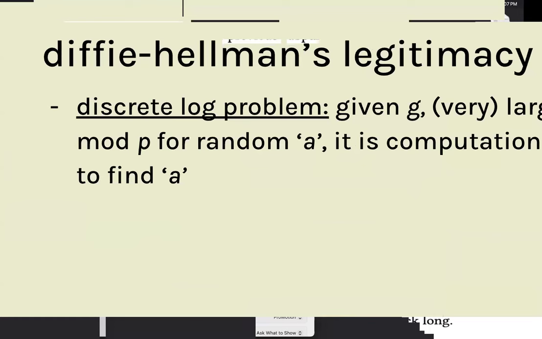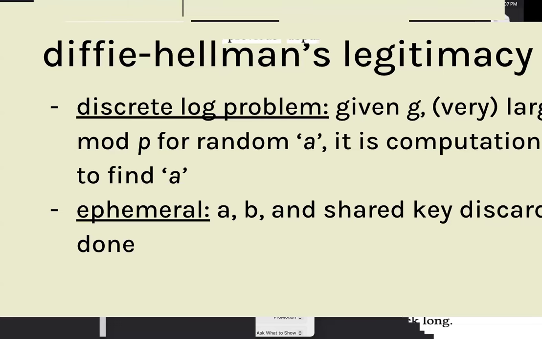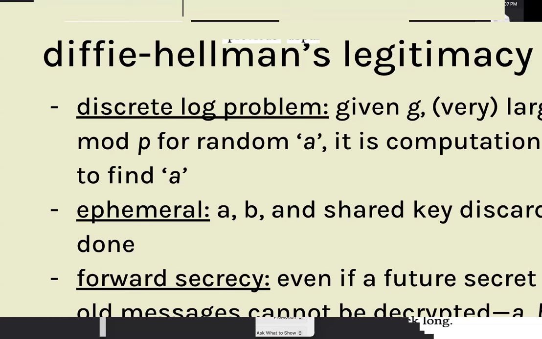For its legitimacy, we're essentially backed by the discrete log problem. We're given G, a very, very large prime P, and G to the A mod P for a random A. It's computationally hard to find the A. The other property is ephemeral, where A, B, and the shared key are discarded when done. We don't reuse them for different communications. And the last thing is forward secrecy. So even if a future secret is stolen, old messages cannot be decrypted because A and B and the shared secret K were never reported.